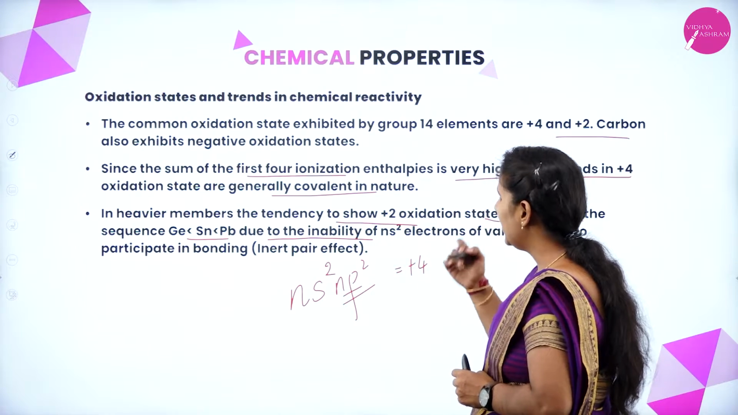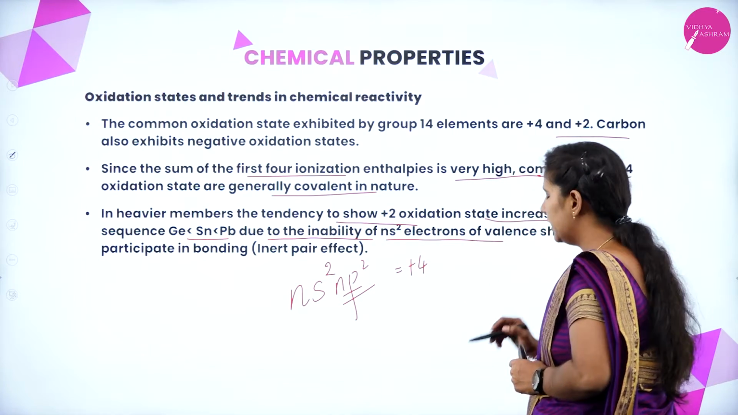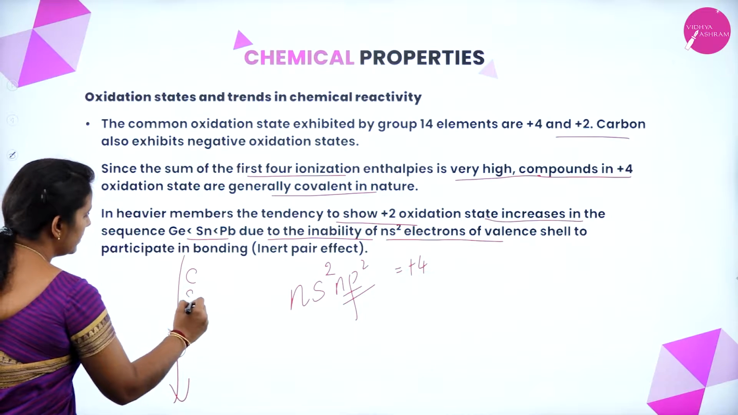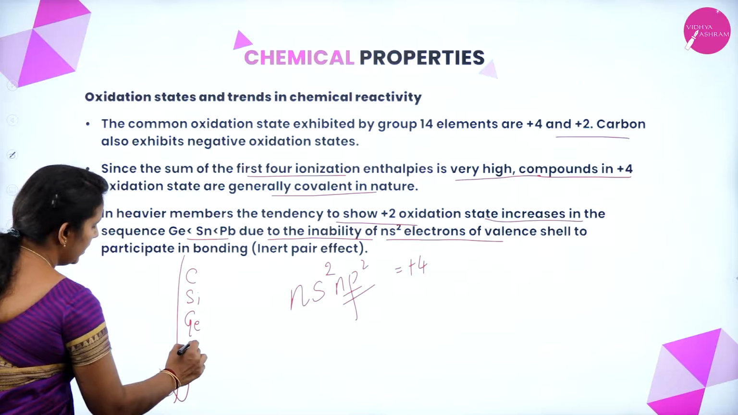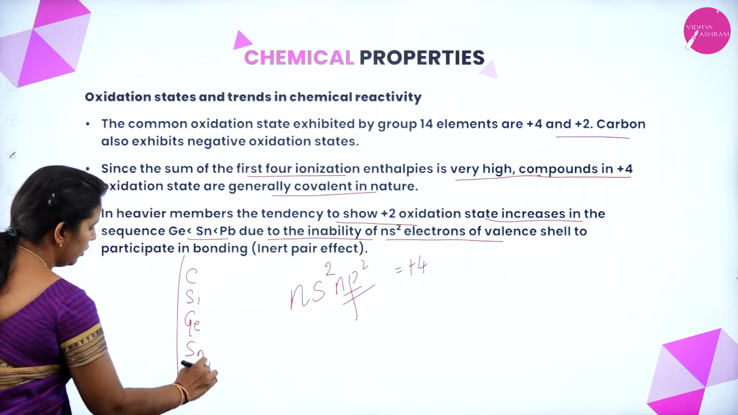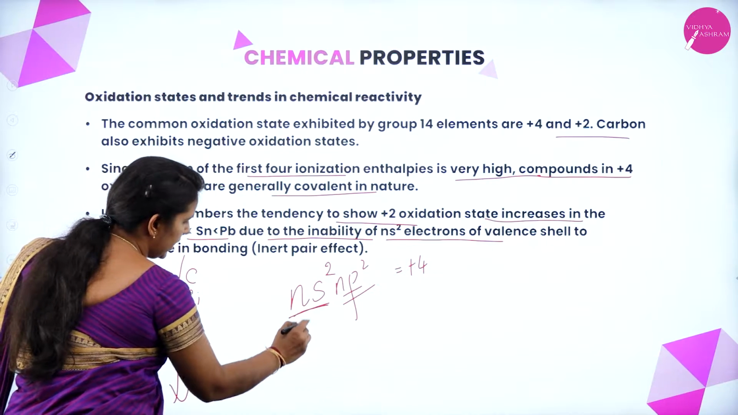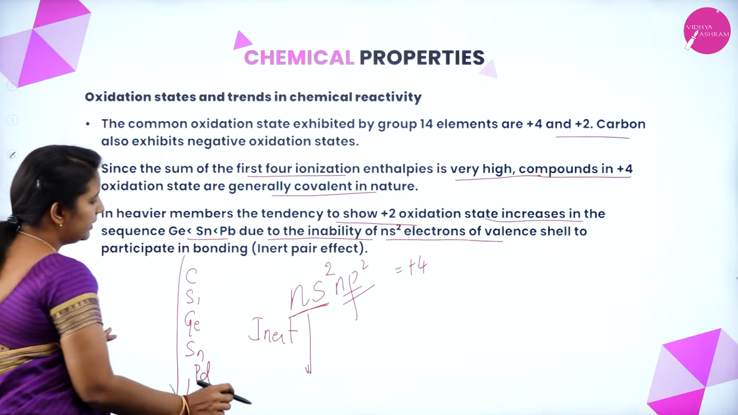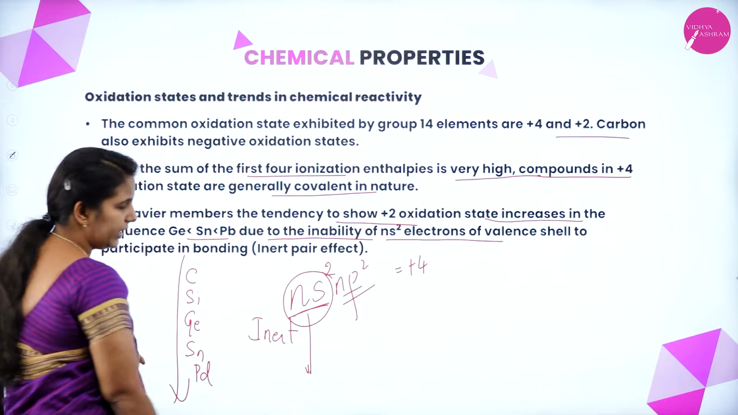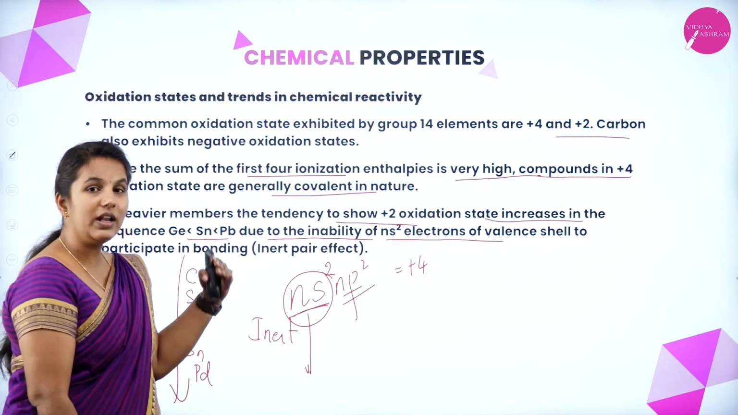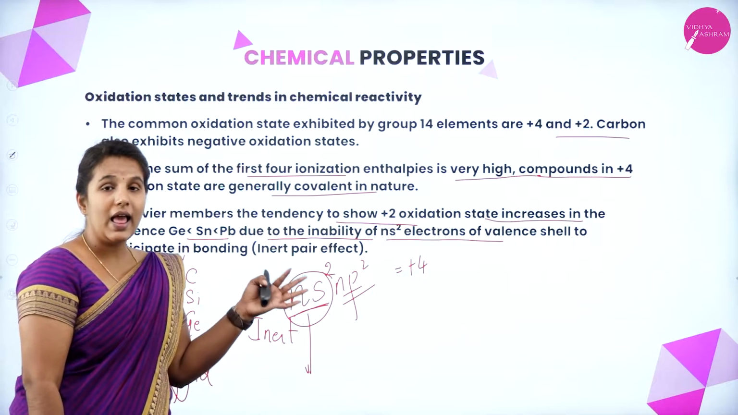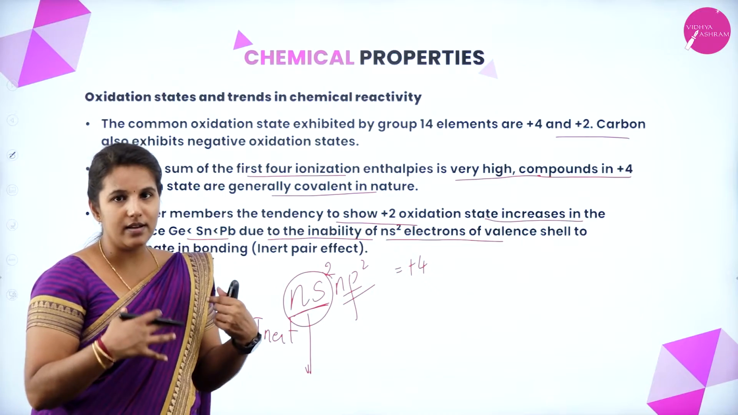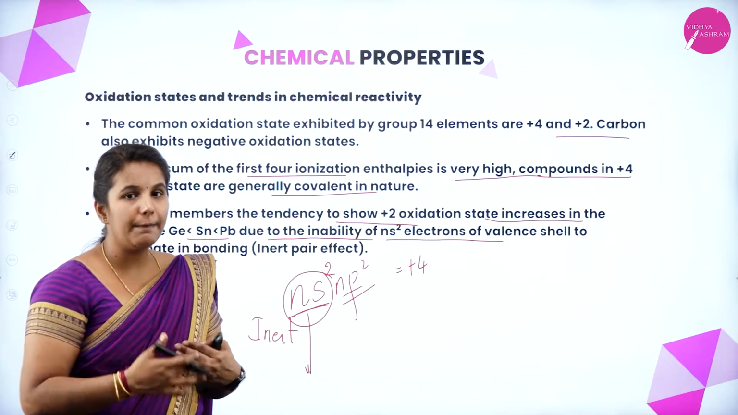This is due to the inability of ns2 electrons in its valence shell. As we move down the group from carbon, silicon, germanium, then tin and lead, the +2 oxidation state will completely become inert. What does it mean? The electrons in the s orbitals are not involved in the bonding at all. As a result, the ns2 electrons become completely inert, and this shows the inert pair effect.